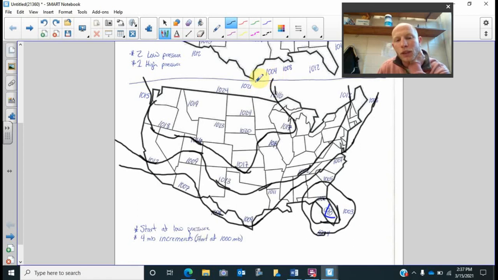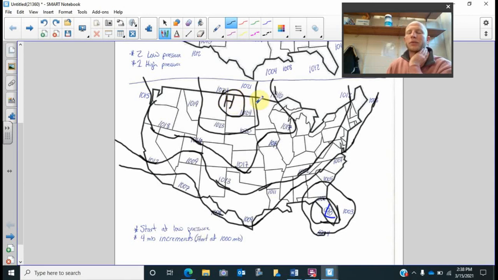Then we go to 1,020. So I know 1,020 is between 21 and 16. So I start here. It's less than 24, but more than 16. 20 goes between 23 and 16 here. So I go right here, and then 1,020 is greater than 19, but less than 24. So I'm going to wrap up right inside here. And then my next 4 millibar increment is 1,024. So I'm not going to draw a straight line here. I'm going to circle it up, and this must be our high pressure region.